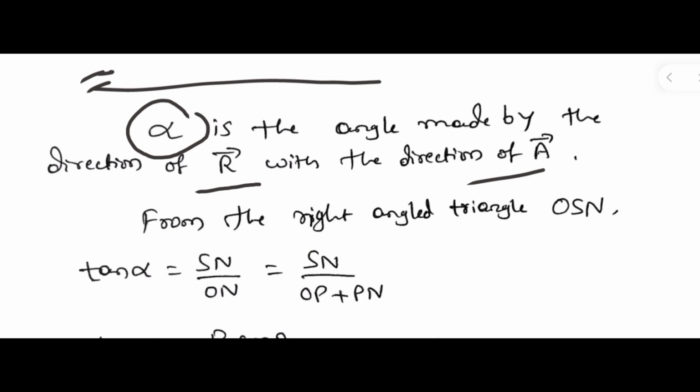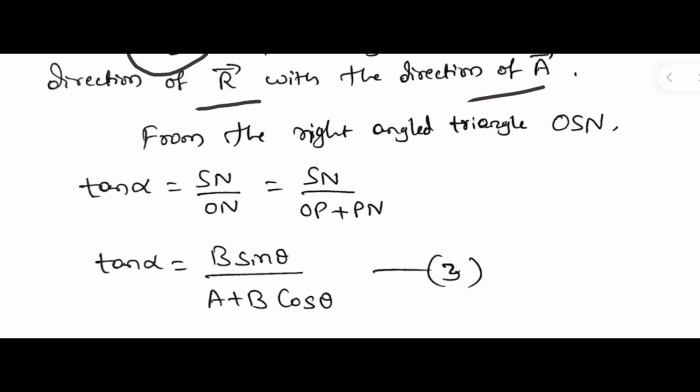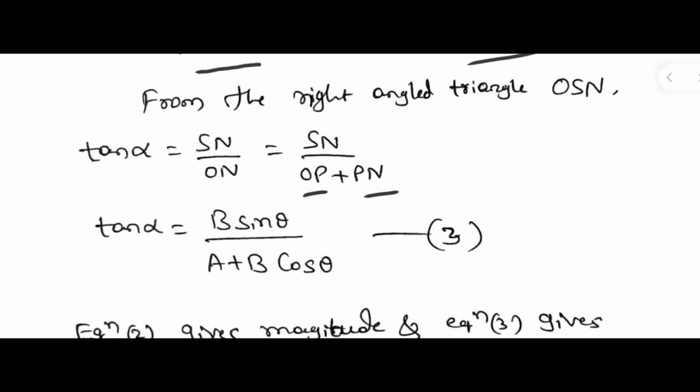From the diagram, SN is as it is, and ON we are splitting into OP plus PN. From the previous terms, we have the values. SN means B sin theta. ON is already split into two terms, OP plus PN. OP means A and PN means B cos theta, so A plus B cos theta. This is the tan of the angle, which is the direction made by the resultant vector. Take it as equation 3.